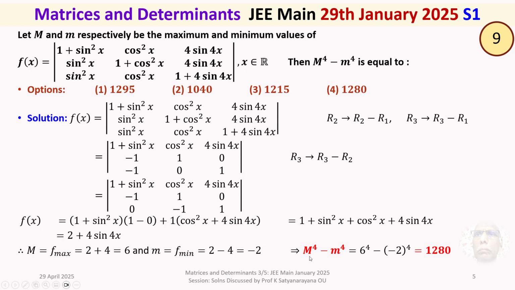Thus we got M to the power 4 minus small m to the power 4 is equal to 6 to the power 4 minus 2 to the power of 4. Now simplifying, we'll get 1280. It appears against option 4. Therefore, the answer to this question is option 4. That is the detailed discussion of this simple and straightforward question.